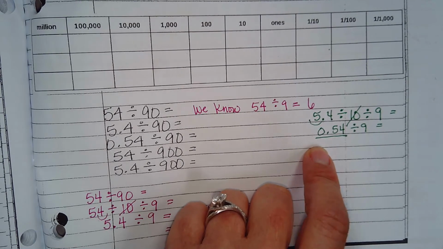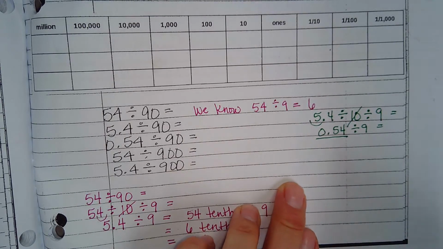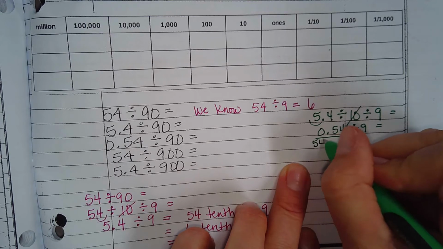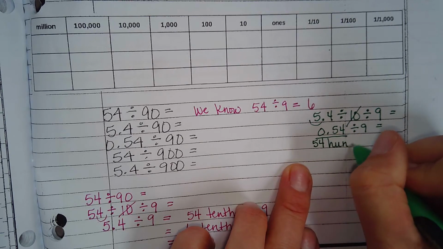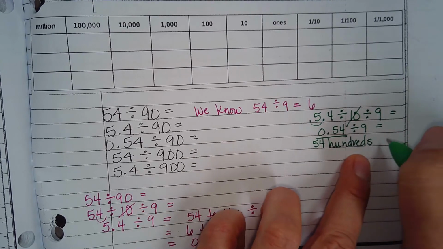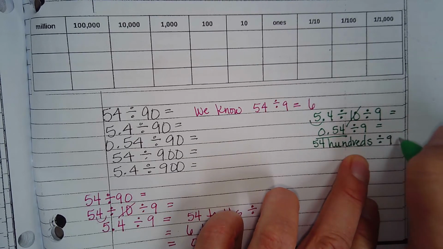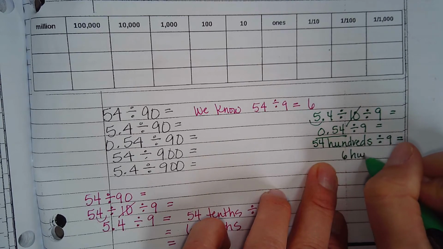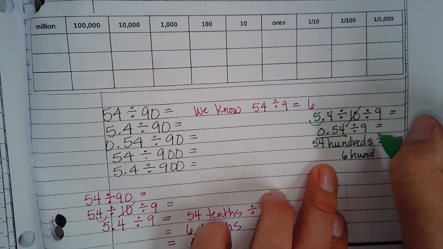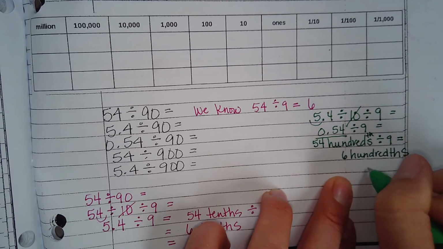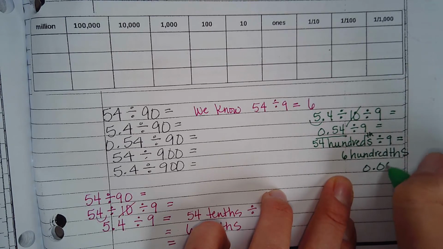2. Thank you. All right, so now let's decompose this a little bit more, and let's break this up into 54 hundredths. Let's say 54 hundredths divided by 9 is going to give us 6 hundredths. Oh, hundredths, sorry. Which becomes 0.06.